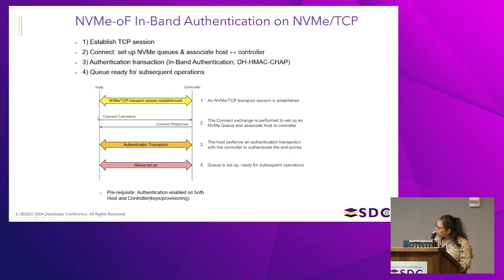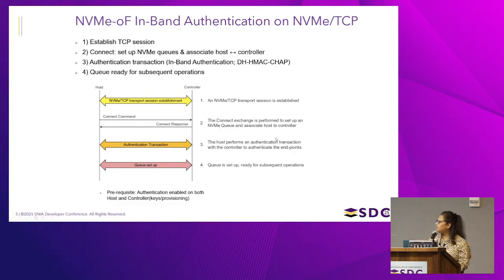So the host will send a connect command, and if the authentication is set up, in the connect response, the controller responds with authentication required. It sets a flag called auth request, which basically means authentication is required. And it places the connection in an authentication required state.